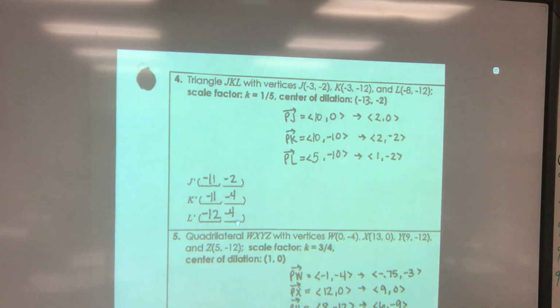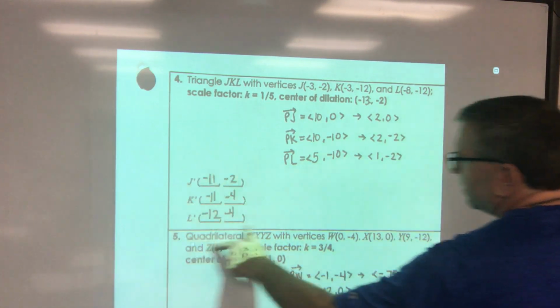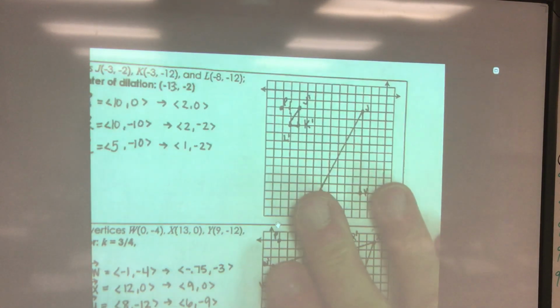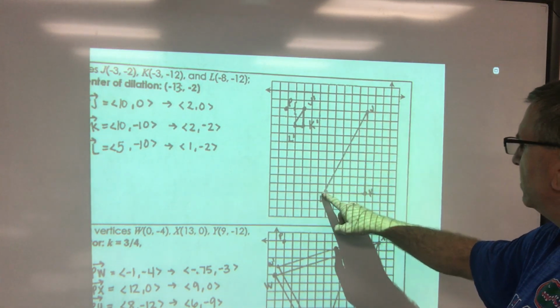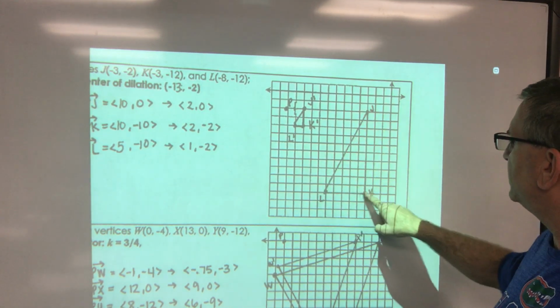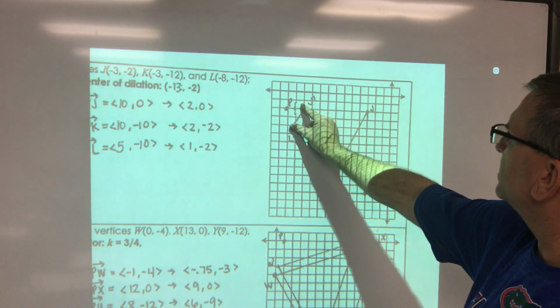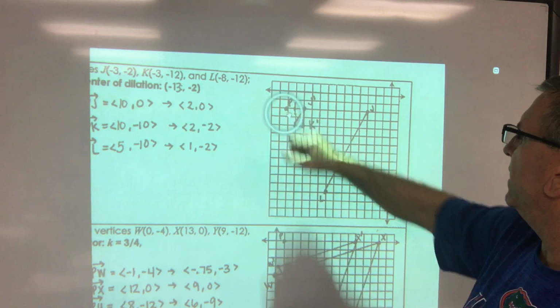All right, so I have my 3 points. Here's my new point. And so we'll just slide this over. And there's my image, or pre-image I should say. Since I multiplied it by 1/5, I know it's going to be smaller. And there's my point of dilation.